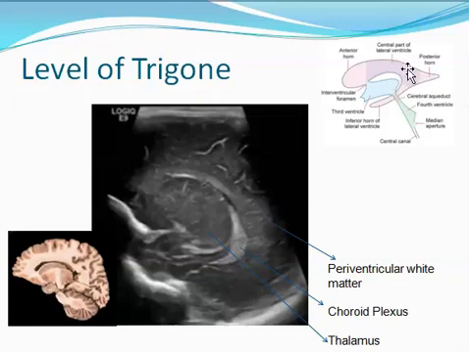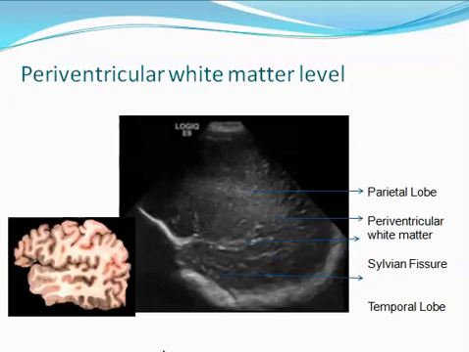So we are at the area of the trigone or the atrium. Now further angulation of the transducer laterally results in a section which is lateral to the lateral ventricles. In this image you will recognize the Sylvian fissure, which is the landmark for this view. If you see over here, you will also see the periventricular white matter.